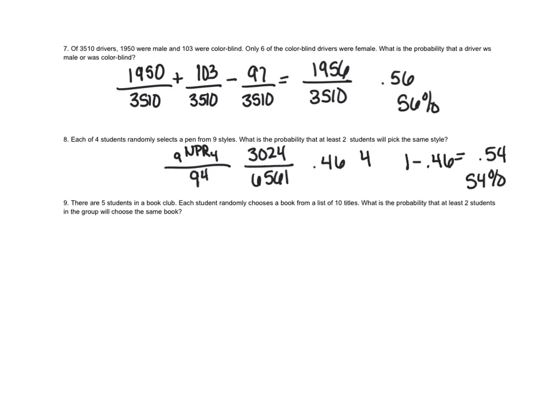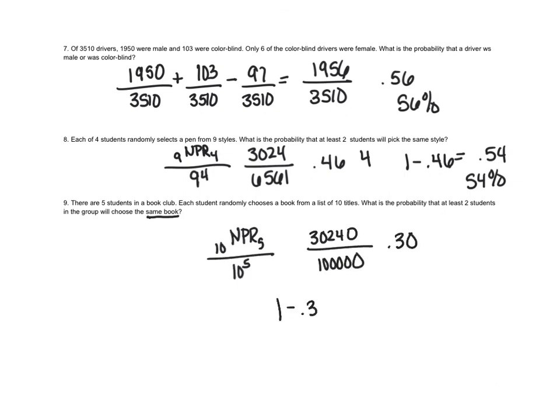All right, so if there are 5 students in a book club, each randomly chooses a book of 10 titles. The reason why this is a permutation is because it's the same book. So this is 10 nPr 5 over 10 to the 5th power. So 10 nPr 5, the top number is 30,240 over 10 to the 5th power, 1, 2, 3, 4, 5. So that's 0.30. So 1 minus 0.30 is approximately 0.7. So a 70% chance of that happening.